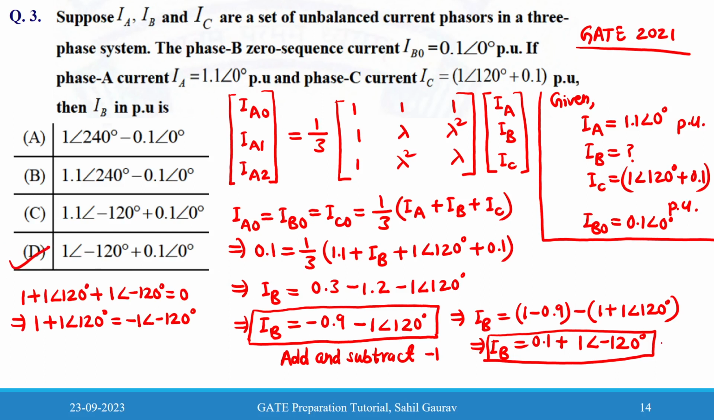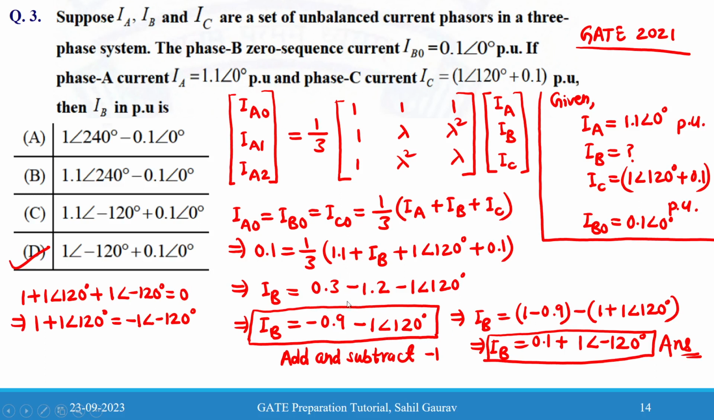Sir, I don't understand one step. Can you please explain? At one point I didn't understand this step. Here you wrote IB is equal to 0.3 minus 1.2 minus 1 at the angle of 0. Can you please explain how you wrote that step?